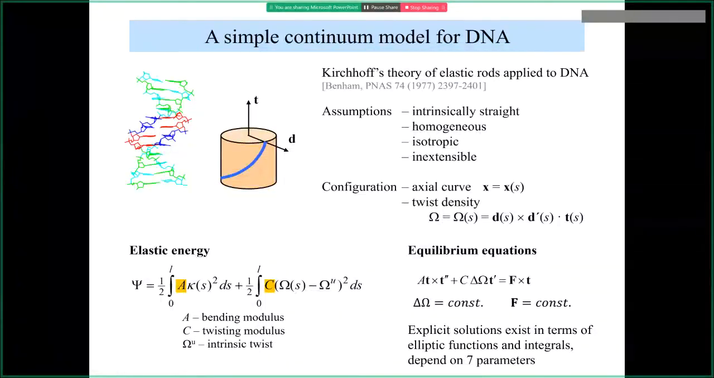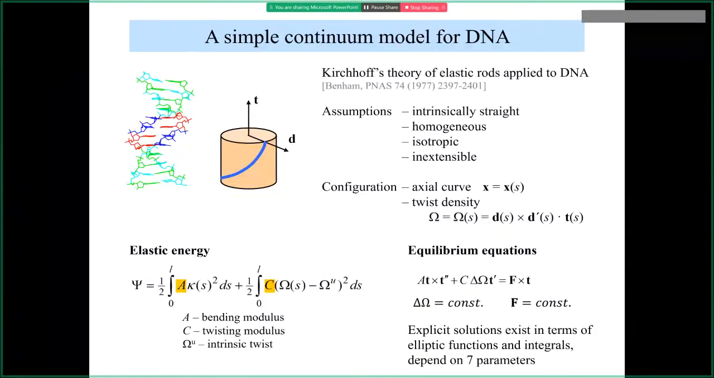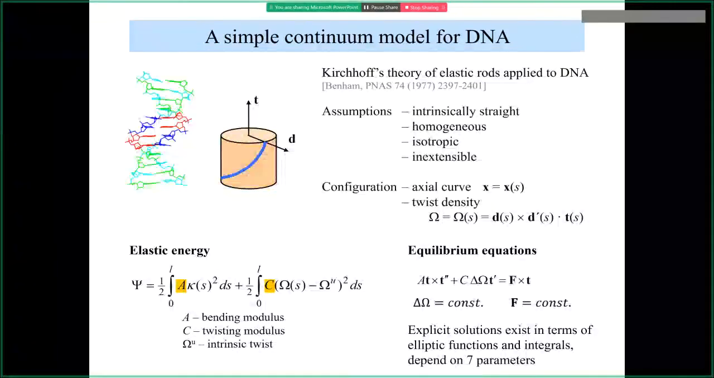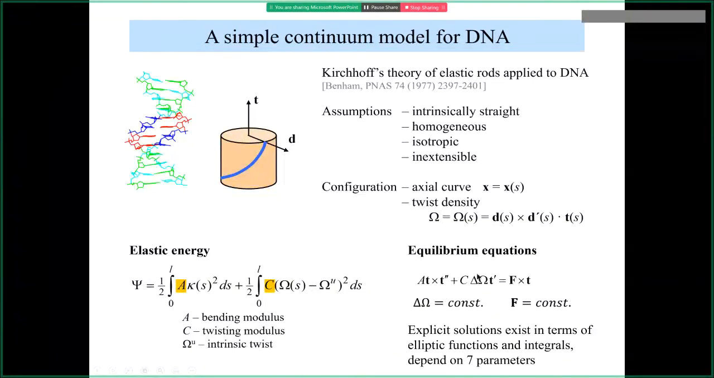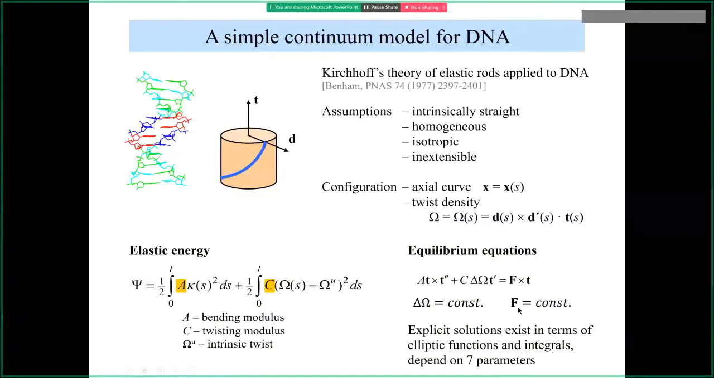And one can use the calculus of variations with appropriate constraints, like the rod closure and the constraint of imposed linking number, to derive equilibrium equations for the axial curve of the rod and the twist density that you can see on the right. And in equilibrium, the twist density is actually constant, and it happens to be a Lagrange multiplier in this variational formulation, and the force also comes out as a Lagrange multiplier.